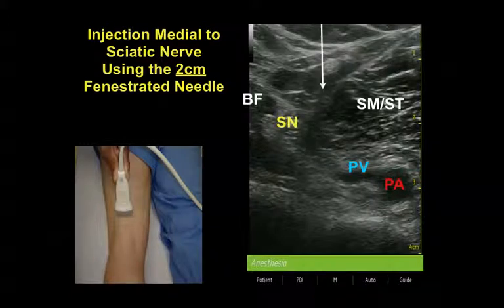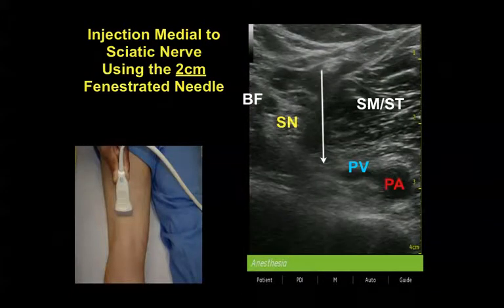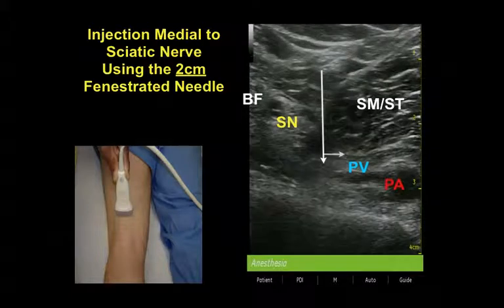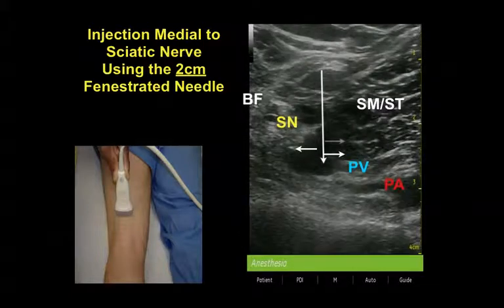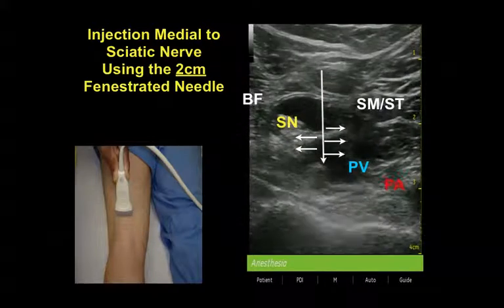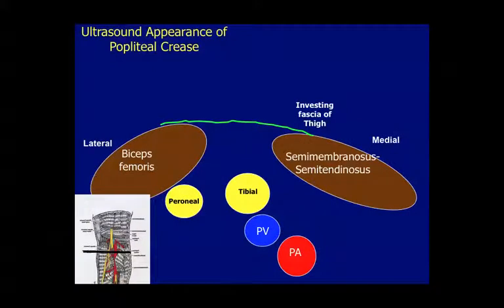As we advance the needle a good bit medial to the sciatic nerve, our outflow of local anesthetic is going to be in the distal 2 centimeters of the needle tip. So we're going to have an outflow pattern as demonstrated by these white arrows. But you can see that the resulting distribution of local anesthetic is very effective.